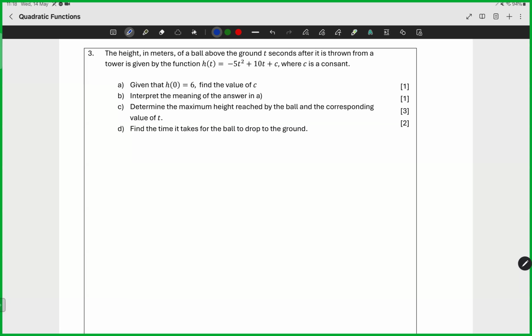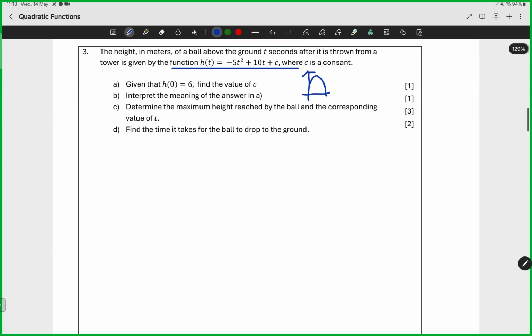Okay, let's take a look at question 3. The height in meters of a ball above the ground t seconds after it's thrown from a tower is given by the function h(t) = -5t² + 10t + c, where c is a constant. Okay, by looking at this function, you need to be able to tell me that it probably looks something like this, a quadratic curve. Now given that h(0) = 6, find the value of c. Part A is a free mark given by the exam.